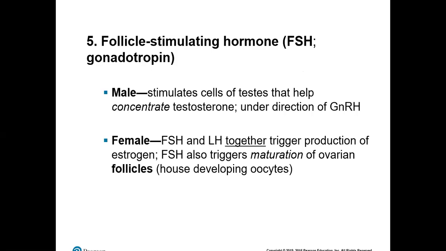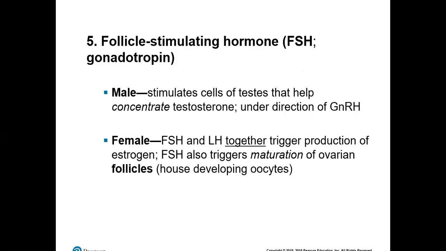FSH, number 5, this is follicle stimulating hormone. Again, this is a gonadotropin, so it is a growth type hormone found in the reproductive systems of both males and females. And in males, it has something to do with testosterone. Again, it helps the testosterone hormone become more concentrated, and it is also being controlled by the same hormone, GnRH, from the hypothalamus.